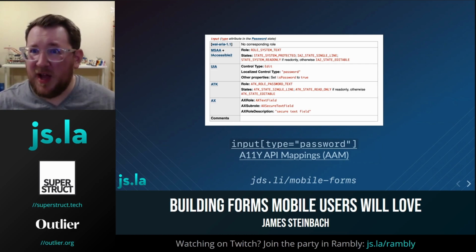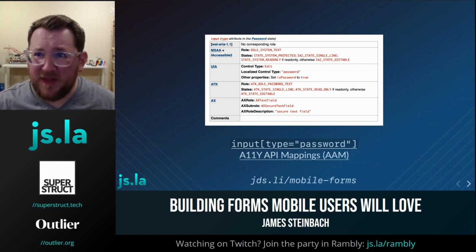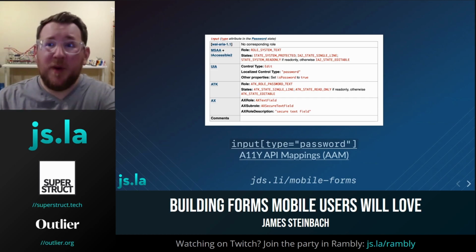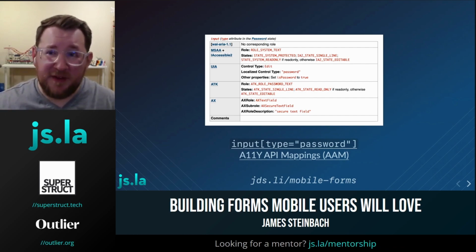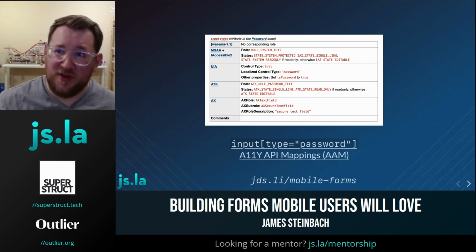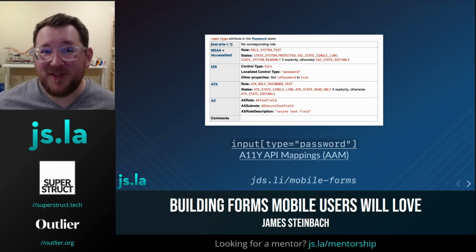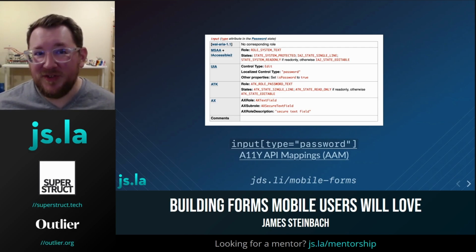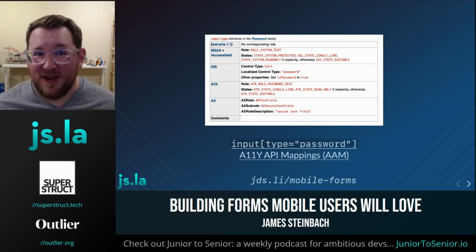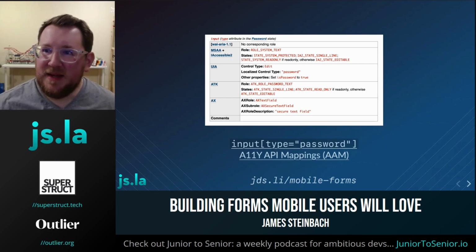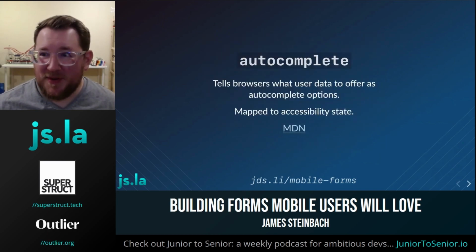AX, I think, is VoiceOver. MSAA is Windows, I think. JAWS, perhaps, not positive. But anyway, the takeaway here is that when we use the right type, in this case the type is password, there's extra information, including extra descriptions under the AX heading, that are passed along to screen readers and can be surfaced to users, making their life easier as they're filling out a mobile form. So yeah, always use the right type.